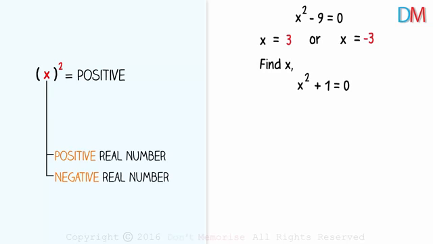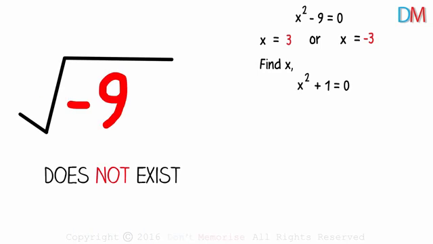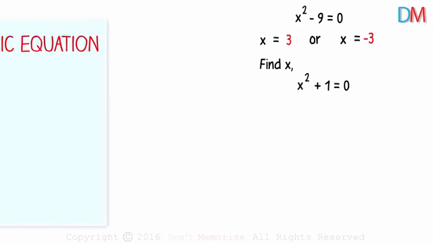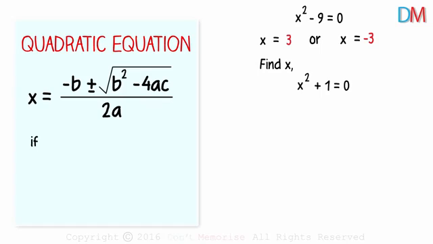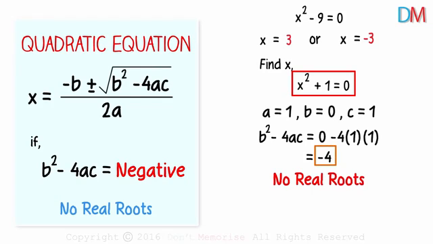And we had learned that a negative number did not have a square root. So if we had a number like negative 9, we said that its square root did not exist. Do you remember that while finding the solution of a quadratic equation using the formula, if the discriminant b squared minus 4ac was negative, we said that there are no real roots of the quadratic equation. Based on what we had studied earlier, x squared plus 1 equal to 0 will not have any real roots as the value of discriminant is negative 4.